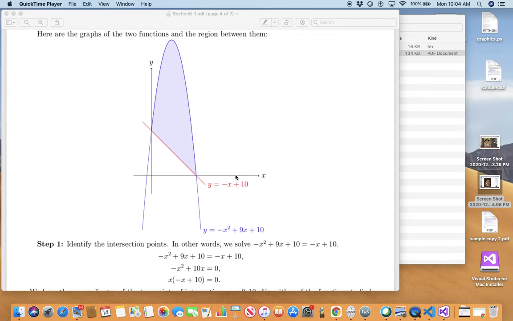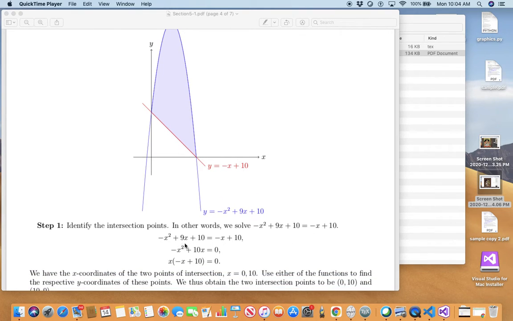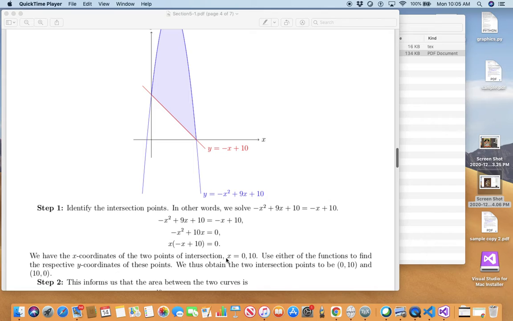In other words, we set this expression and this expression equal and solve for x. Negative x squared plus 9x plus 10 equals negative x plus 10. Move the negative x over, that becomes 10x, and plus 10 and plus 10 cancel. You're left with negative x squared plus 10x equals 0. Factor x out: x times negative x plus 10 is 0. This fetches me the 2 x coordinates: x equals 0, and x equals 10. So x equals 10 happens here, x equals 0 happens here.